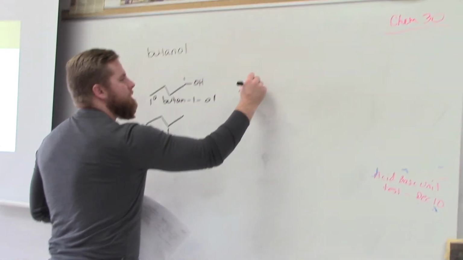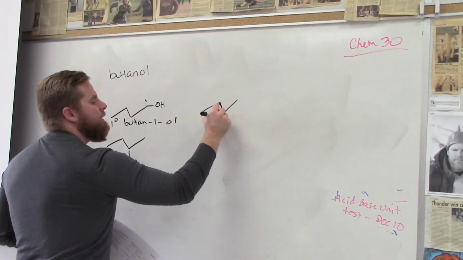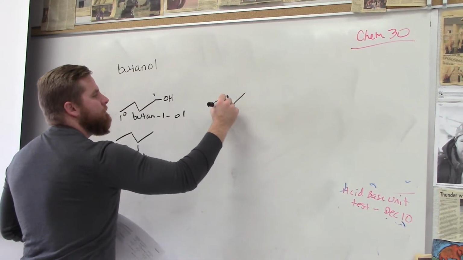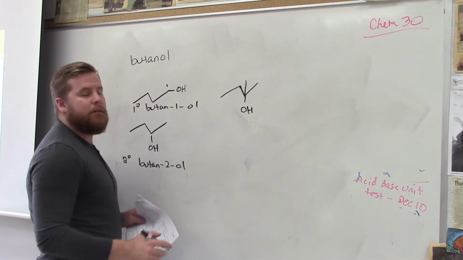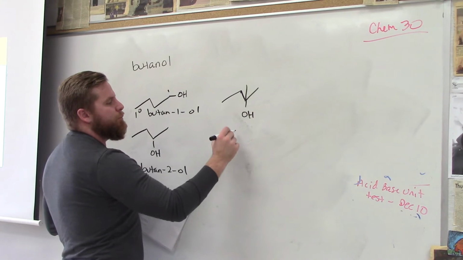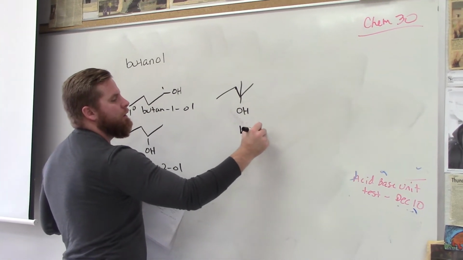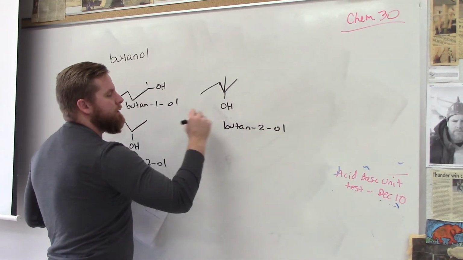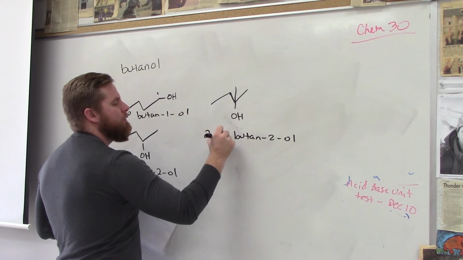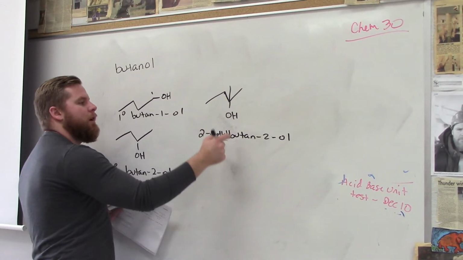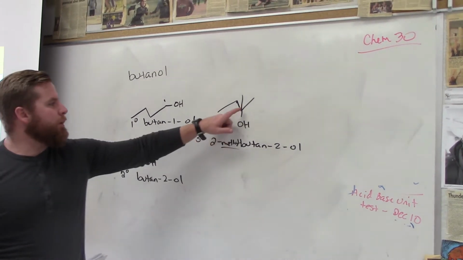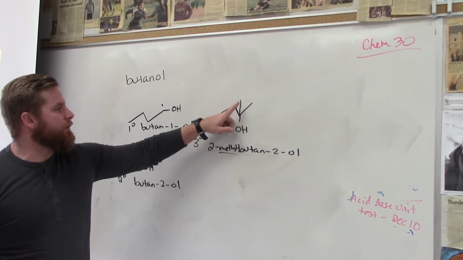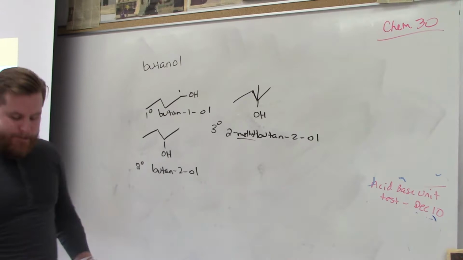Now I could also have this, let's say, I have that. So now this is butan-2-ol, but this is 2-methylbutan-2-ol, and this would be a tertiary alcohol, right? Because the carbon is attached to 3 other carbons plus the hydroxyl.